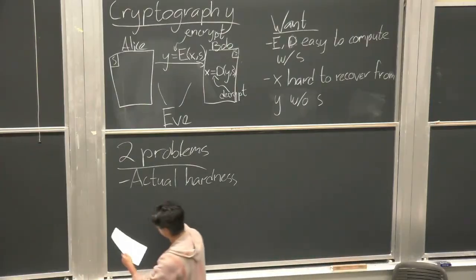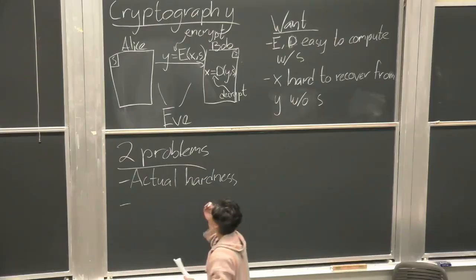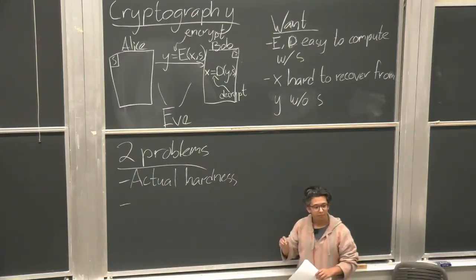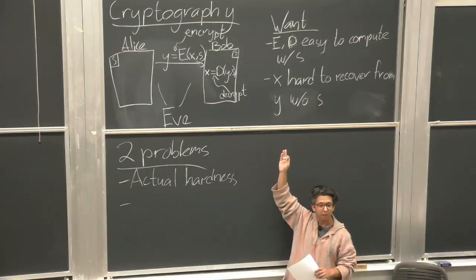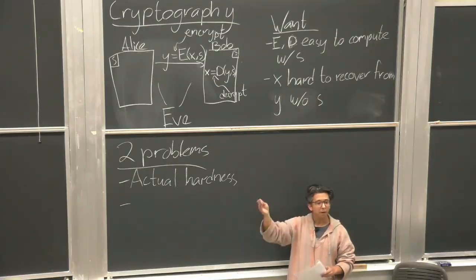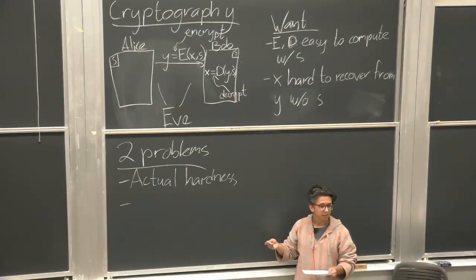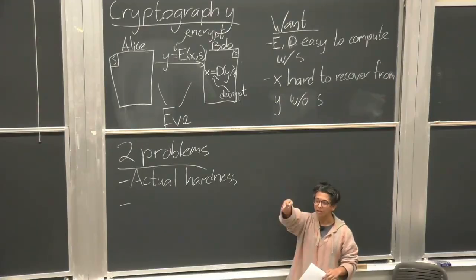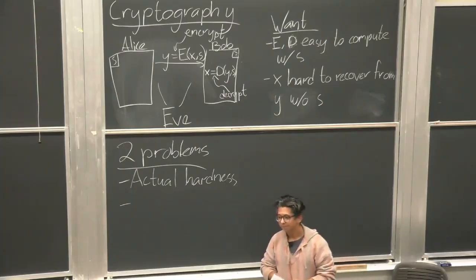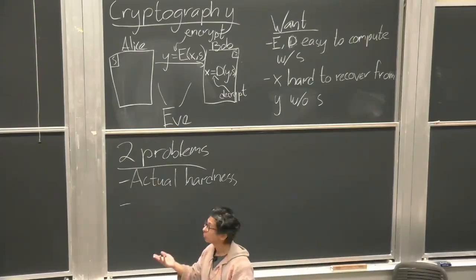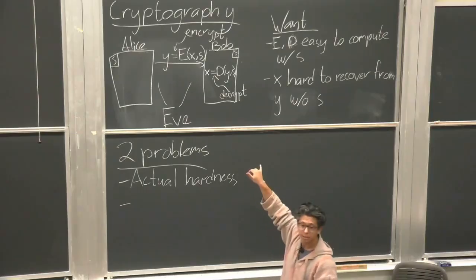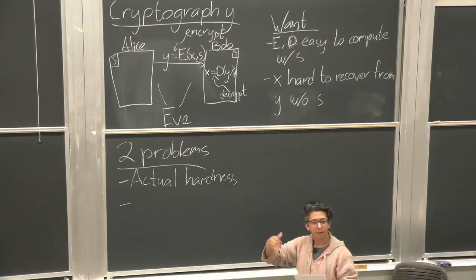The other problem is, let's say Alice and Bob have never met. Alice just finds Bob's email on the internet and wants to send Bob a message, but wants to encrypt it. What's the problem? Any thoughts? Yeah. For symmetric key cryptography, they both need to share a secret. If they've never met before, if they've never communicated, how do they have that shared secret?